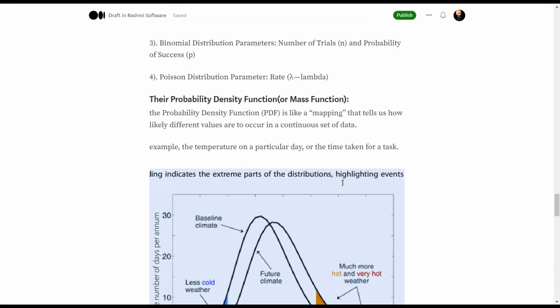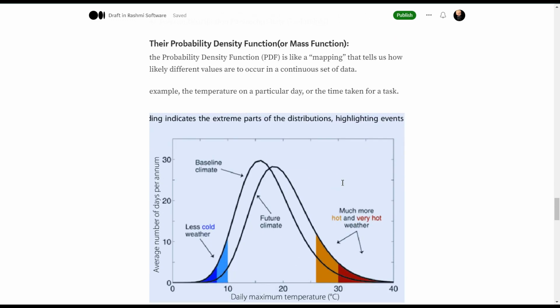Okay, let's see their probability density function. What is the meaning of probability density function or mass function? Both are the same but the words are different, so don't be confused. The probability density function, PDF for short, is like a mapping that tells us how likely different values are to occur in a continuous set of data. Example: the temperature on a particular day or the time taken for a task.